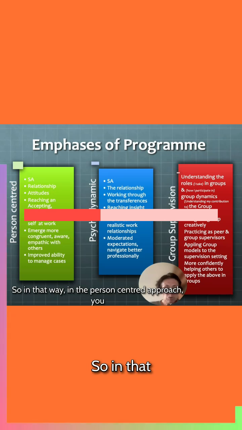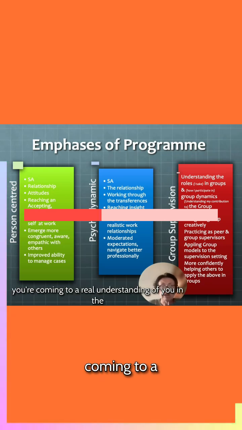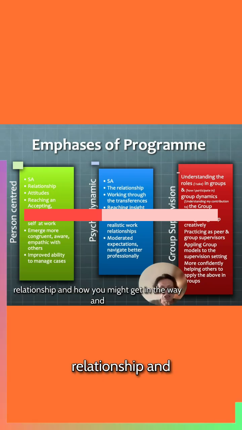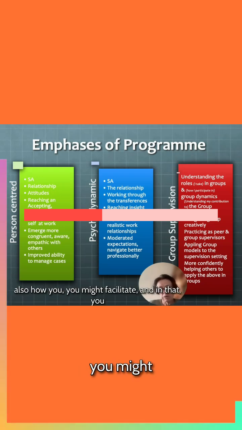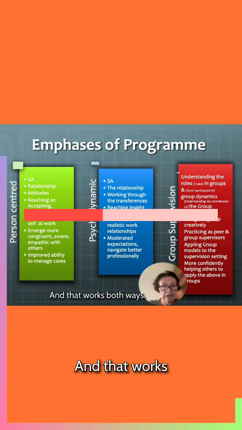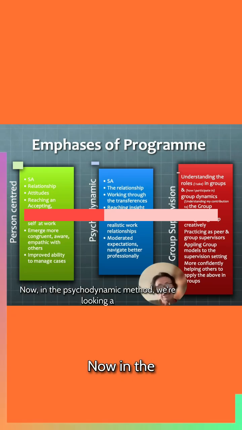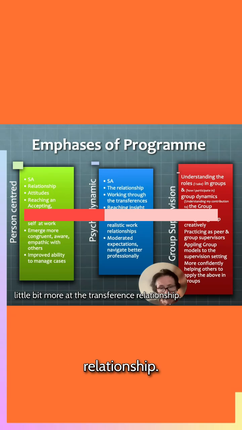So in that way, in the person-centered approach, you have an improved ability then to manage your cases, because you're coming to a real understanding of you in the relationship and how you might get in the way, and also how you might facilitate. And in that, you can also take that experience outside of that relationship. And that works both ways. You know, it is very much a sort of peer-to-peer cooperative working relationship in the person-centered method. Now, in the psychodynamic method, we're looking a little bit more at the transference relationship.